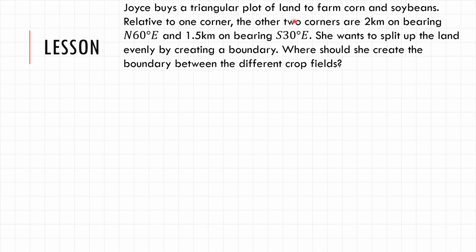Joyce is buying a triangular plot of land to farm corn and soybeans. Relative to one corner of her plot, the other two corners, remember this is a triangle, so there's 3 corners in total, are 2 kilometers away on a bearing of north 60 degrees east and 1.5 kilometers away on a bearing of south 30 degrees east. And she wants to split up this land evenly by creating a boundary between the two fields, the corn and the soybeans. Where should she create that boundary between the different crop fields?